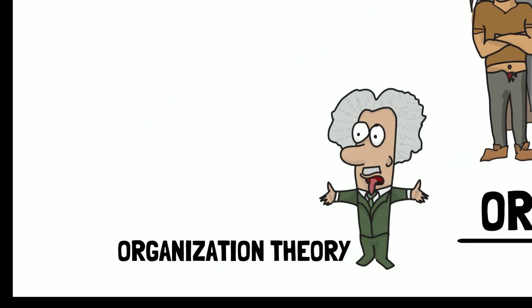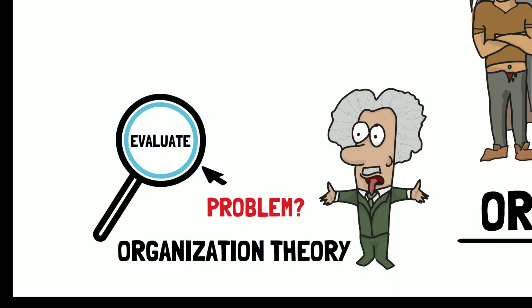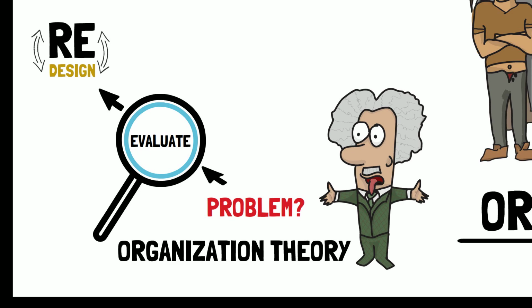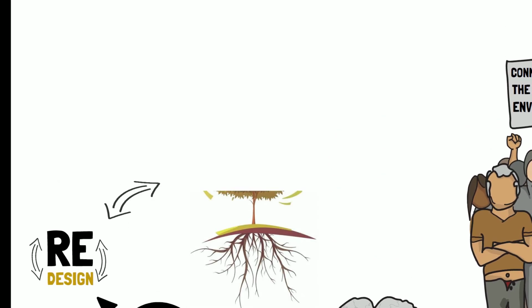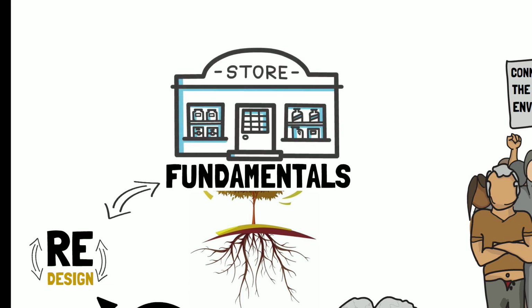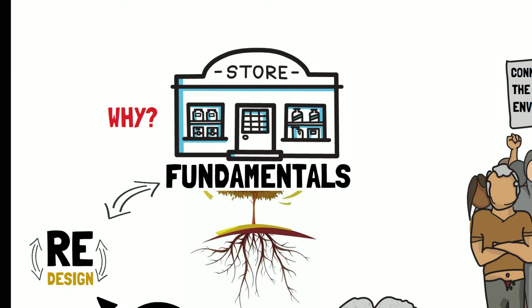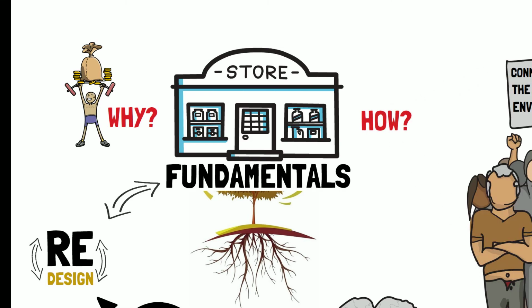Organization theory: first find the problem, evaluate, then redesign. Organization theory highlights the basics of how a company is constructed, why it was created, and where it is headed, along with evaluating new organizational strategies from time to time to ensure that the business fulfills its goals.